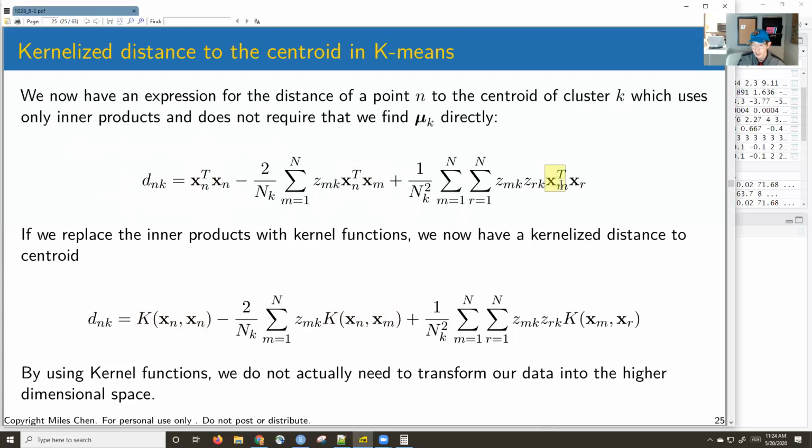And if I apply phi to this term and this term, then we're going to get the kernel function of xm and xr. Okay, and that's what we have here. Because we use the kernel functions, we don't actually have to apply those phi transformation functions. The kernel function gives us the result of the inner product after we applied the phi transformation function, but we don't actually have to apply the function phi here.